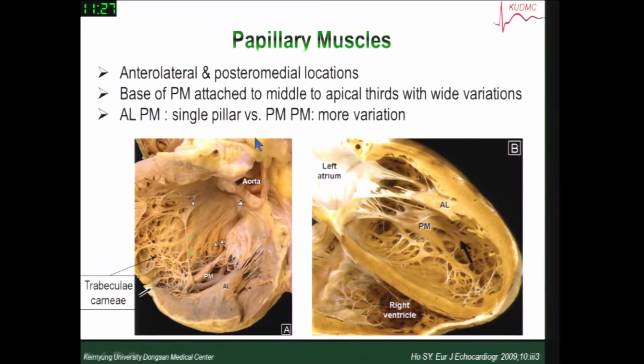The base of the papillary muscle is attached to the middle to apical third of the wall, with wide variations from person to person. The anterolateral papillary muscle tends to have a single pillar, and the posteromedial papillary muscle has more wide variations. There's a lot of trabeculation towards the apex, and if you look at the base of the papillary muscle, there's not much solid portion at the base of the papillary muscles.